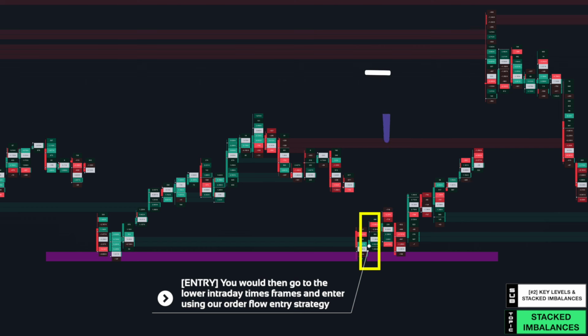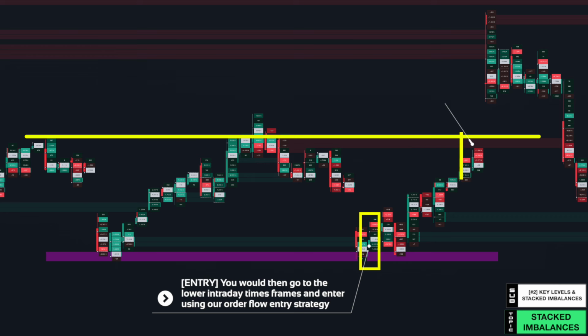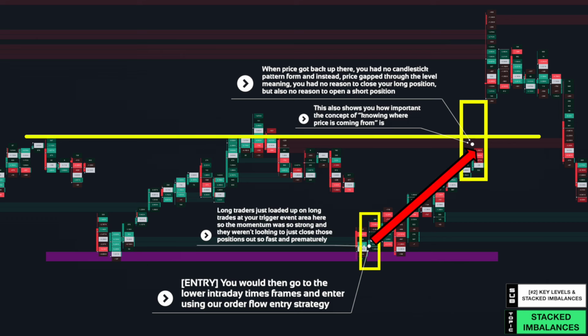Now at the top, these 2 reversal points give you a key resistance level, and also the sell side stacked imbalance lines up as well. Now when price got to the area, you had no candlestick pattern form, and instead, price gapped through the level, meaning you had no reason to close your long position, but also no reason to open a new short position. This also shows how important the concept of knowing where price is coming from is, because long traders loaded up on long trades at your trigger event area here. So the momentum was so strong, and they weren't looking to close their positions out so fast. Price then continues on upwards.